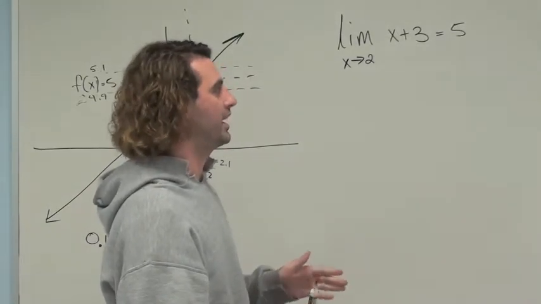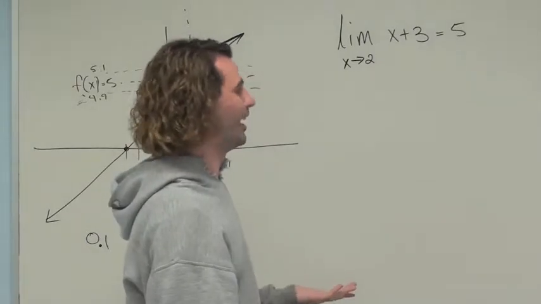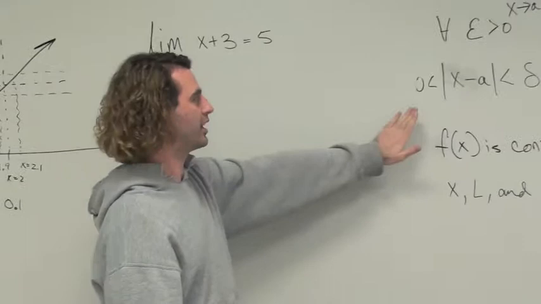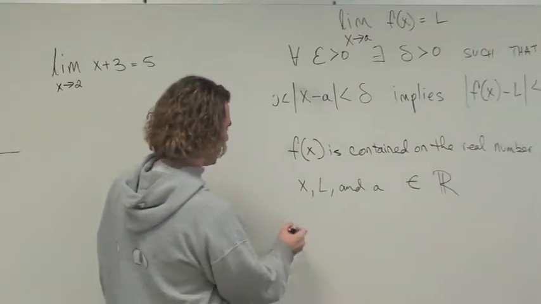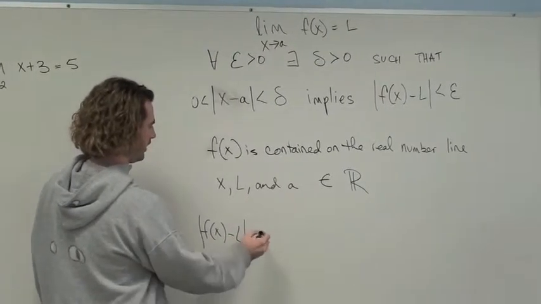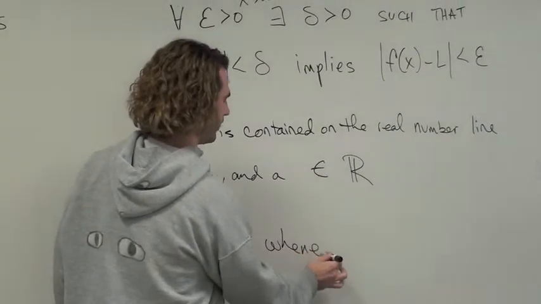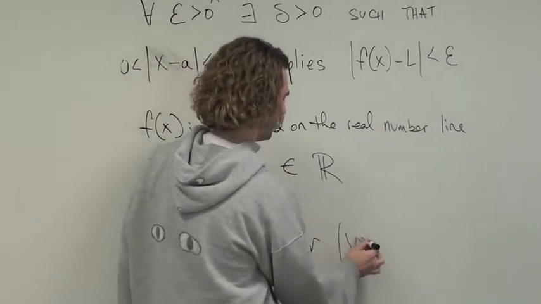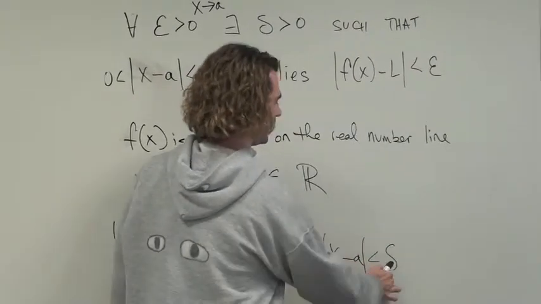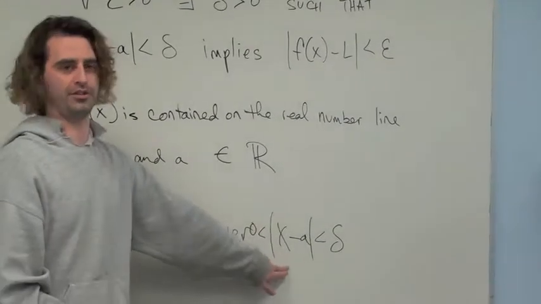So the easiest way to do that is to start at the end and work backwards. And this sounds a little confusing. The way I like to think about it is that |f(x) - L| is going to be less than epsilon whenever |x - a| is less than delta. So this will be true whenever this is true.